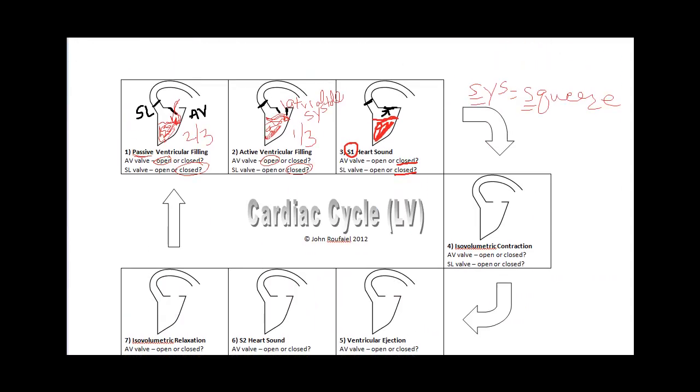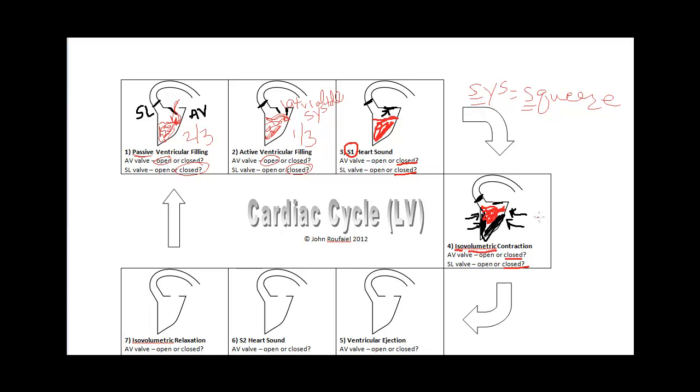Okay, so the walls are going to start squeezing. They're going to come in like that. You're going to have that decreased volume inside there. Both doors are still closed. We still have the blood that is inside of there, but it doesn't have much room to move around. Again, the AV valve is closed. The SL valve is closed.